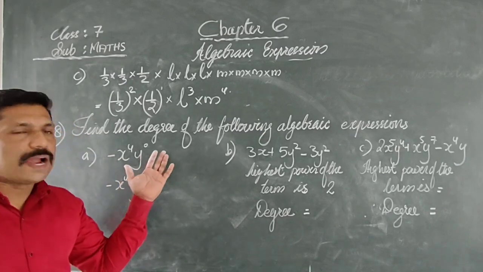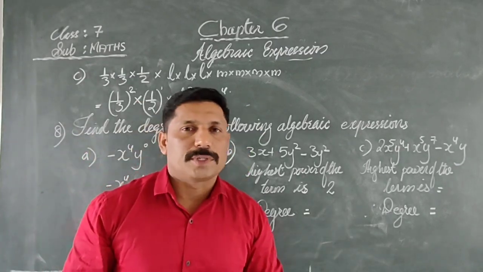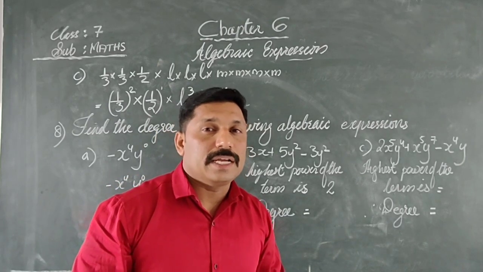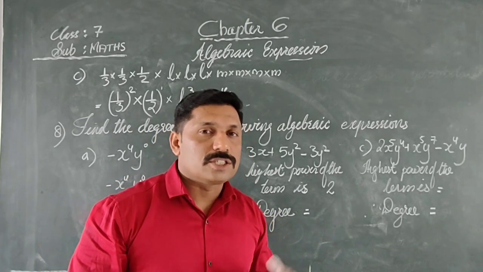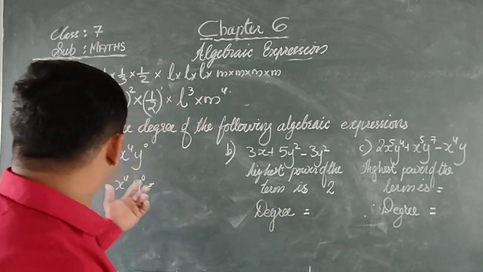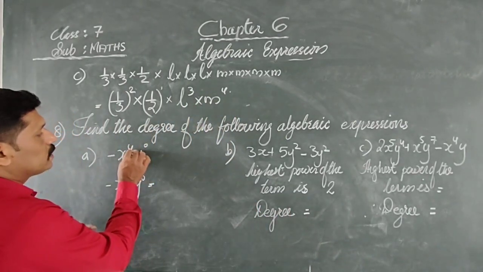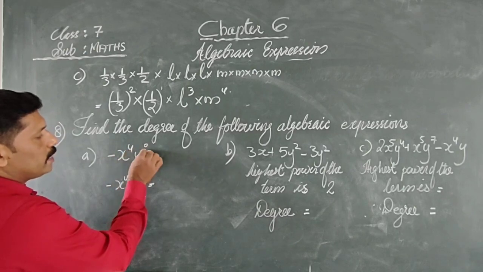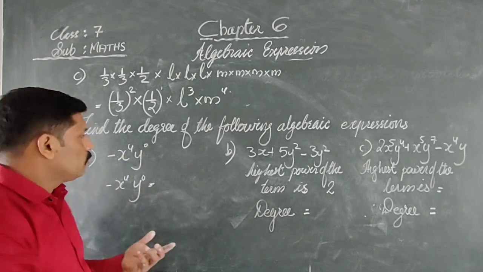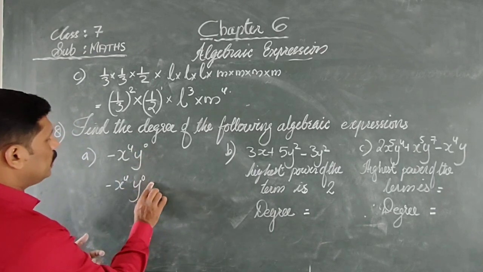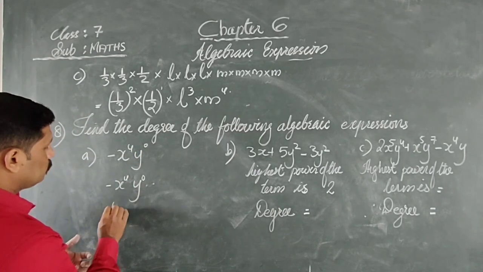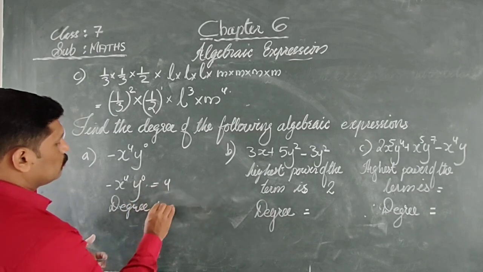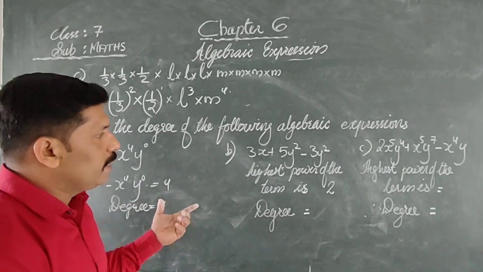Next question, find the degree of the following algebraic expression. I told that degree means the highest power of the term in that expression. So we check each term. Here only one term, and you know that here x power is 4 and here y power is 0. So here the degree is equal to 4. It is a 4 degree polynomial.